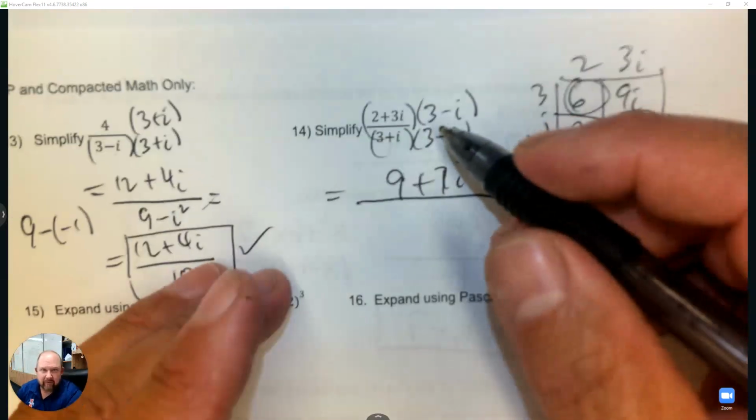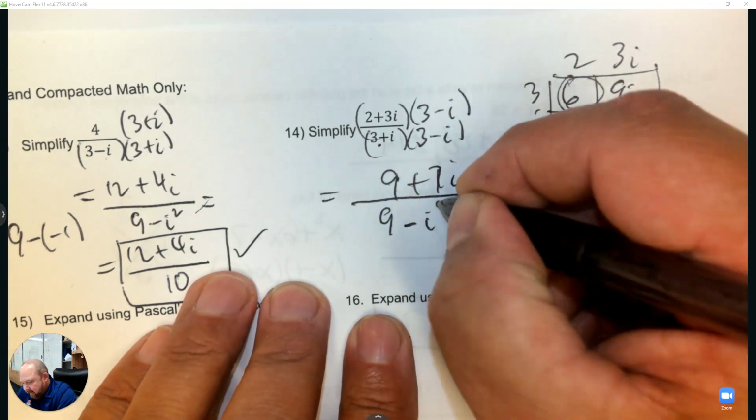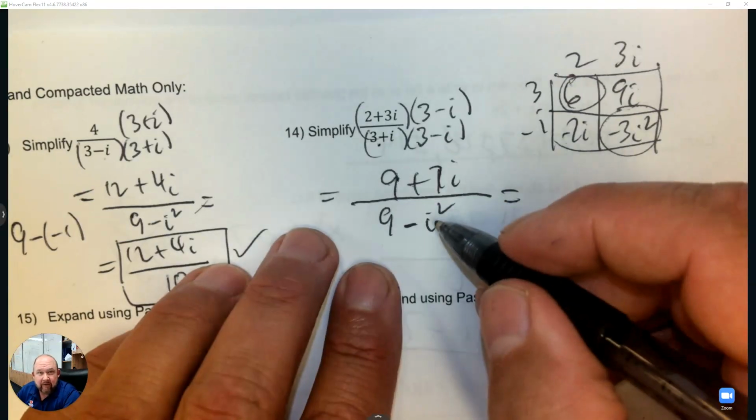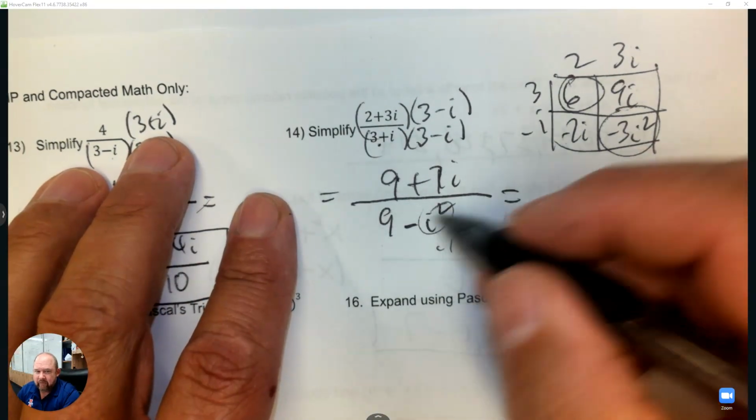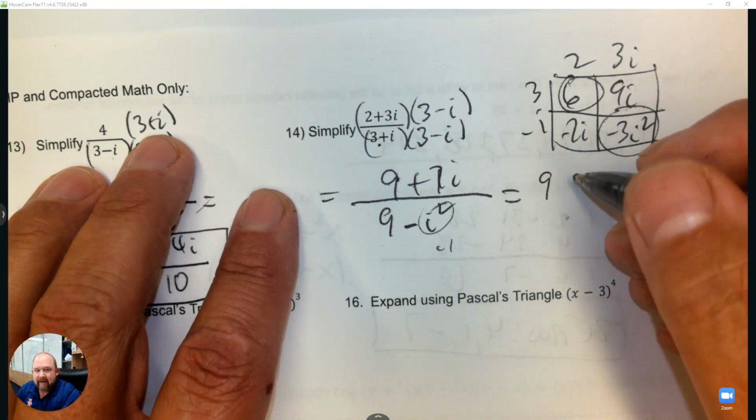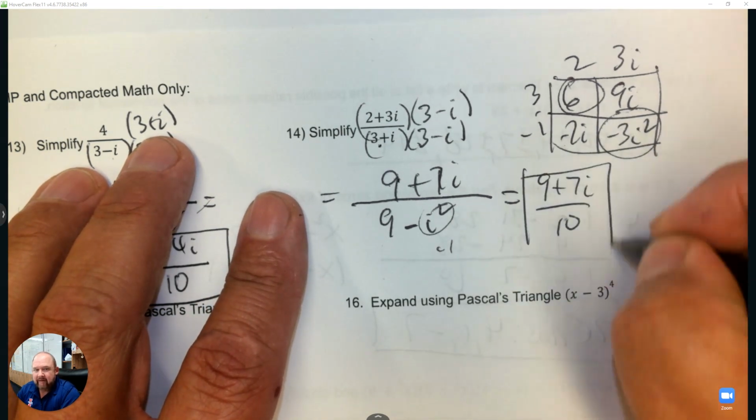Then the denominator is just a difference of squares. So first times first is 9. And then second times second is i squared. We talked about i squared is really negative 1. So it's a negative times a negative. That makes it 9 plus 1. And 9 plus 1 is 10. And you have your answer.